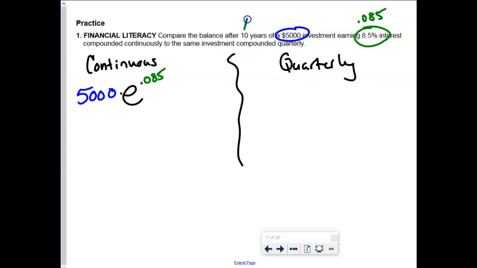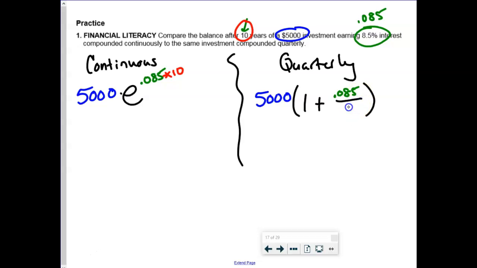And then we're leaving it for 10 years, so times 10. However, for the quarterly account, you start off the same way with $5,000, but your base is not e, it's a quarter installment. So the way the formula works is you take 1, and then you add your interest rate, which is 0.085, but you don't get all 8.5% of it 4 times, you get a fraction of it, right? So they divide it by 4.